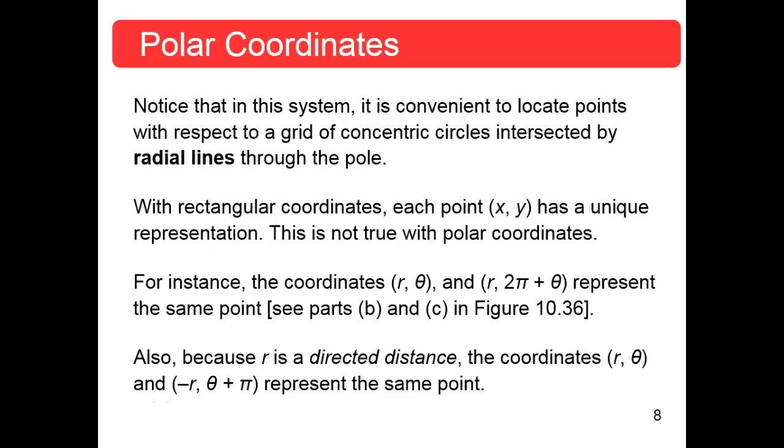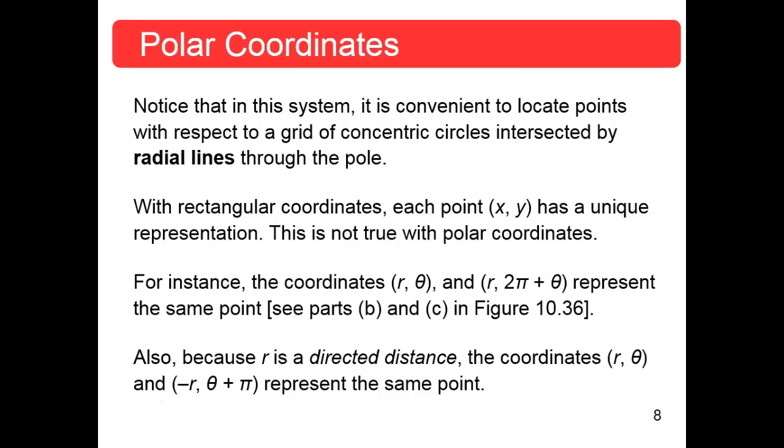For instance, the coordinates (r, theta) and (r, 2 pi plus theta), of course, are the same, because 2 pi plus theta is just one circle around to theta. Okay, so you're back at the same position. They're the same points.